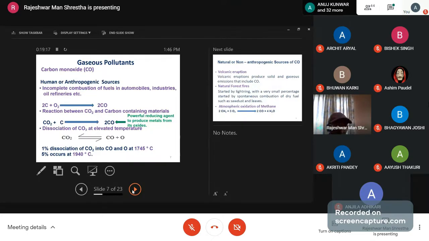And next, second is the reaction between carbon dioxide and carbon-containing material. That reaction is carried out in the blast furnace where metals are extracted from their ore. In this process, carbon monoxide is utilized. Carbon monoxide is produced by the chemical reaction between carbon dioxide and carbon-containing material. That reaction is carried out in the blast furnace, where metals are extracted.